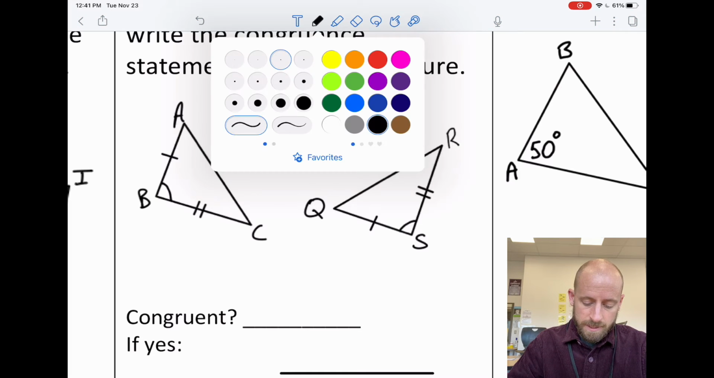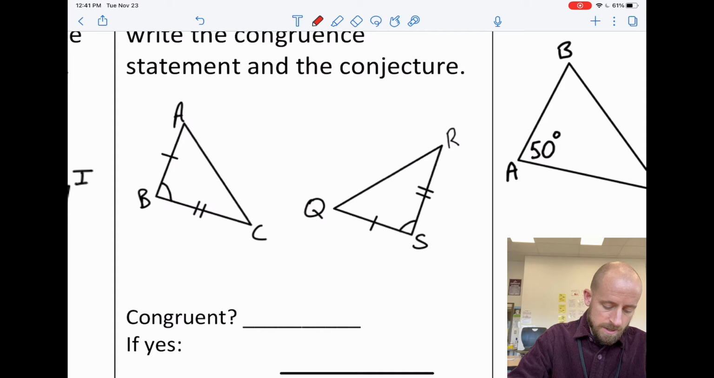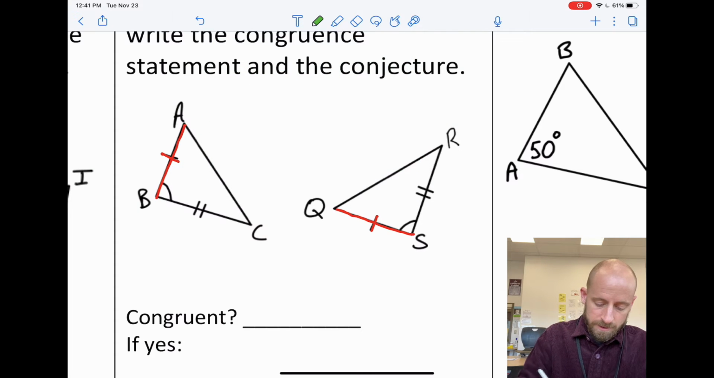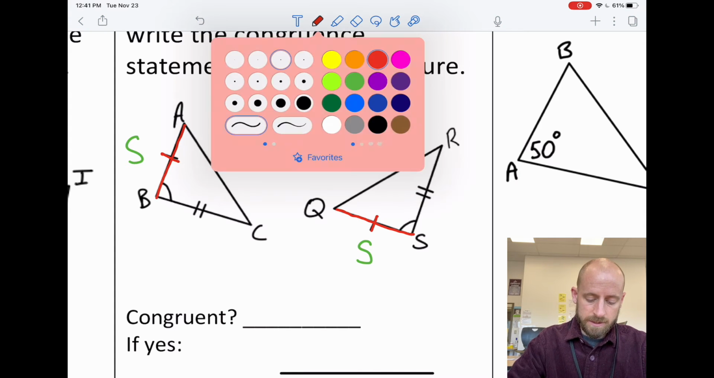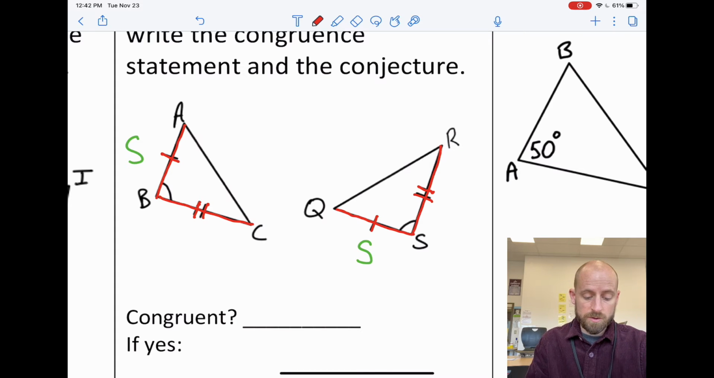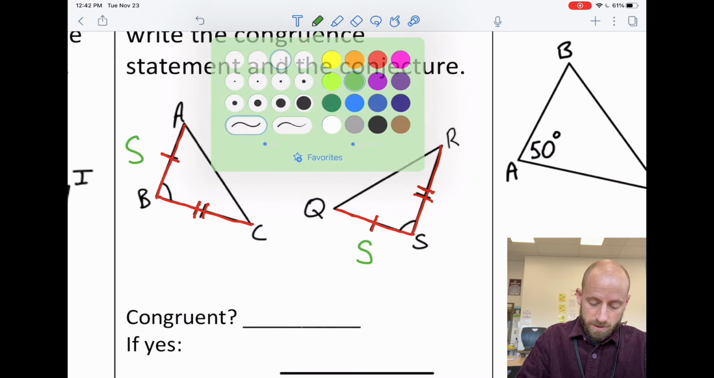So if we look at AB, that side length has 1 tally mark. And on the other triangle, QS also has 1 tally mark. And the tally mark is what you're looking for, okay? So those are matching up sides. We've got a side there, and I'll write that in green. We've got a side here and a side here. And then let's go back to red. We've also got another side, BC, and another side, SR, and they both have double tally marks. So we know those match up and are congruent. And those are also sides.